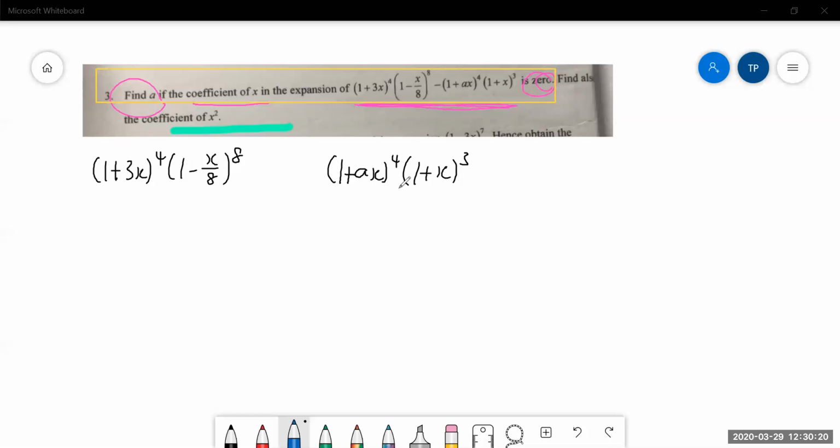Find A if the coefficient of x. Okay, they said the coefficient of x. This is something that we miss out. When they say coefficient of x, what does it mean? They want the number that is beside the x term.